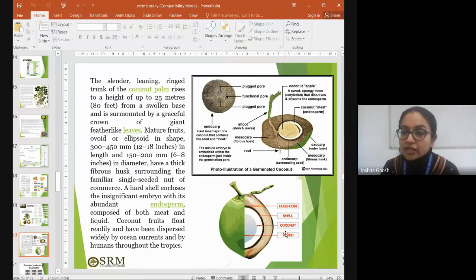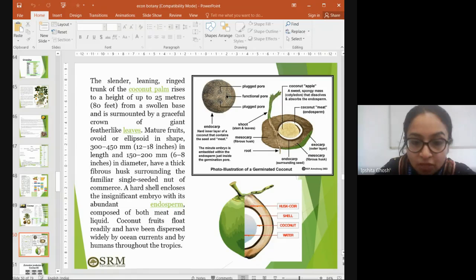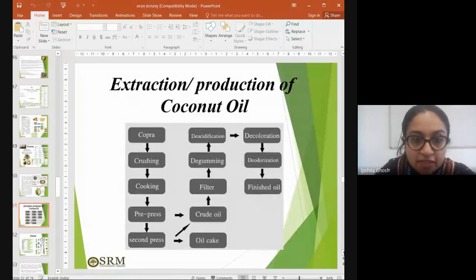The endocarp means the innermost layer of the fruit body, the layer surrounding the seed. It has the coconut water, which is the endosperm actually, and the surrounding meat, which is the semi-solid whitish part of the coconut that we eat. So this is what you will find. The extraction procedure is similar to that of groundnut.